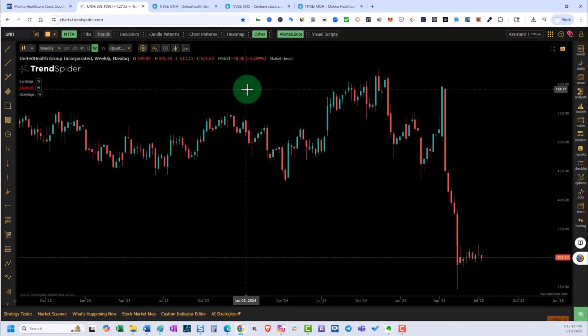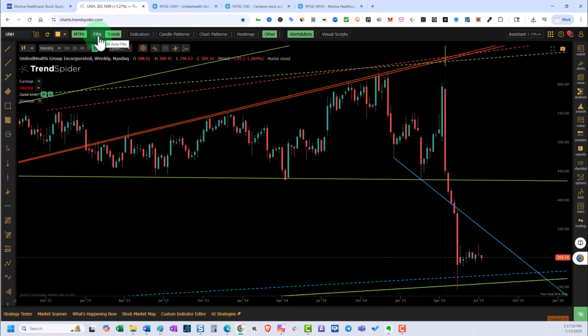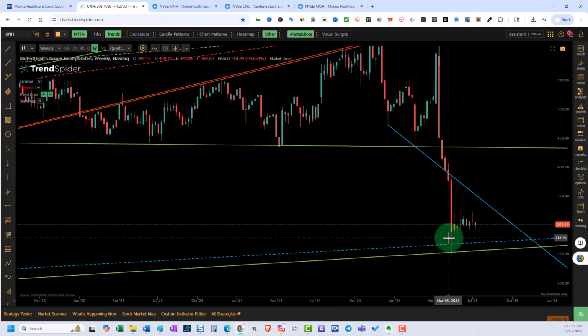So let's talk a bit about why I entered the position. To do that, we're going to go to a weekly chart. I'm going to overlay the automated trend lines, and we're using TrendSpider. This is proprietary technology that they have. And you'll note here that the week of May the 12th, we hit not one support level, but 2 support levels. And you'll note one is solid, one is in dashed line.